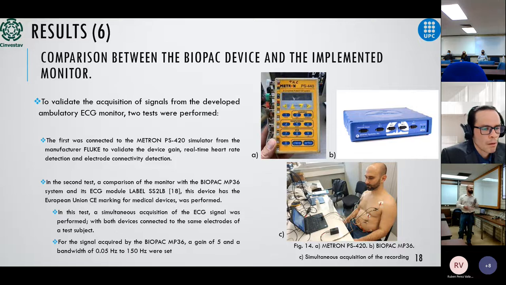Now, to validate the acquisition of the signal from the ECG monitor, two tests were performed. In the first, we connect the device to the Metron PS 420 to validate the gain, the real-time error rate detection, and the electrode connectivity detection. The second test is a comparison between the monitor and the BioPac MP36. In this test, a simultaneous acquisition of the ECG signal was performed with both devices connected to the same electrodes of a test subject.